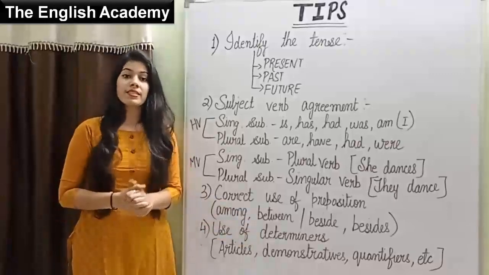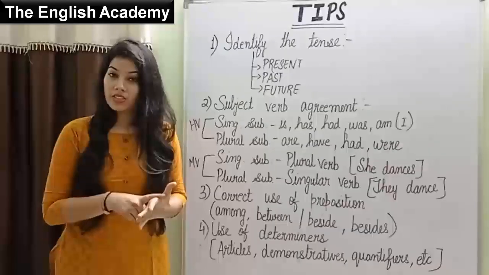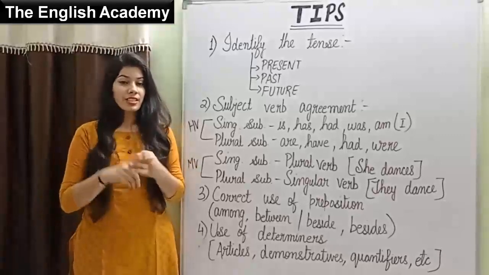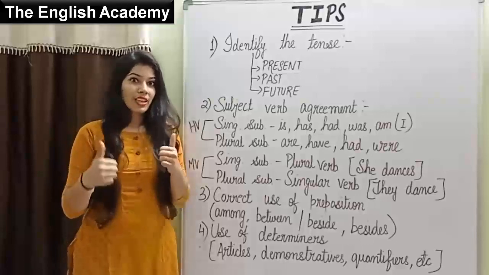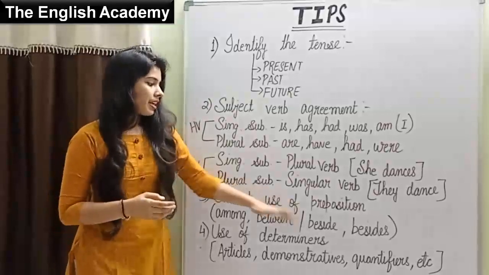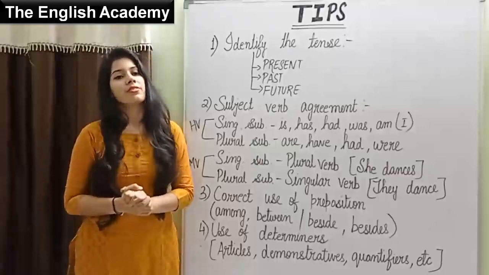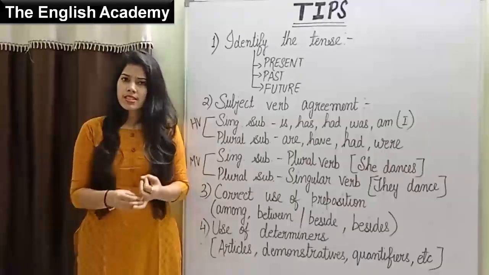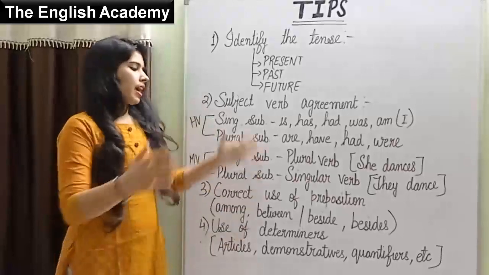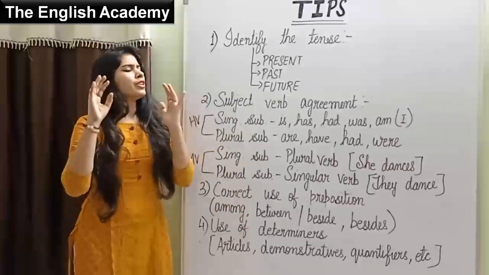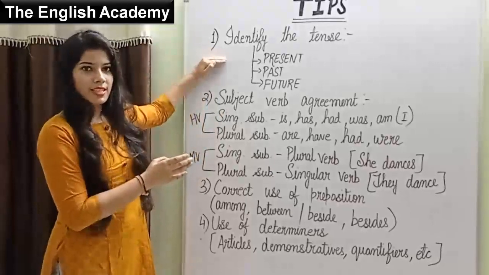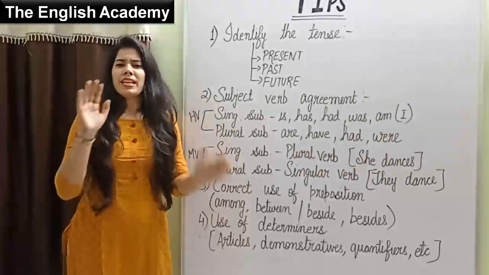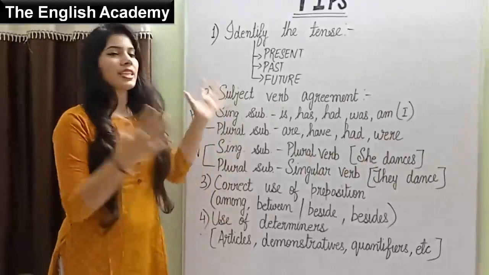Next, demonstratives: this, that, these, those, such. This, that, singular. Those, these, plural. You have to take care of these minute things. Then we have quantifiers. Quantifiers means words we use for any quantity, like few, some, many. These are quantifiers. So basically you have to take care of tense, verb, preposition and determiners. Let us do some exercises with these tips.